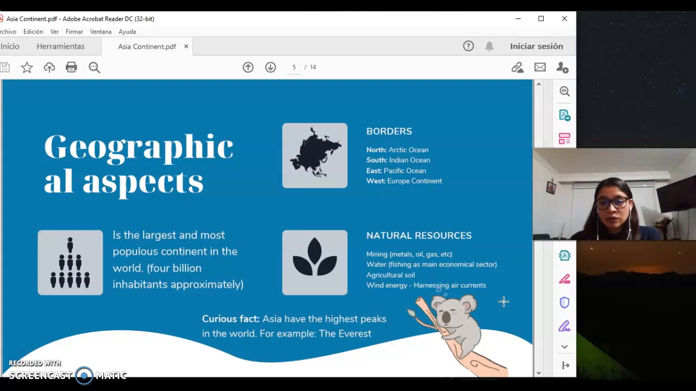Then talking about water, the fishing sector can be very important for this. So they have a lot of extensions of water resources. Now we have the agricultural soil, and this is one of the continents that uses the air to produce wind energy. And finally, a curious fact of this continent is that Asia has the highest peaks in the world, for example, Everest.